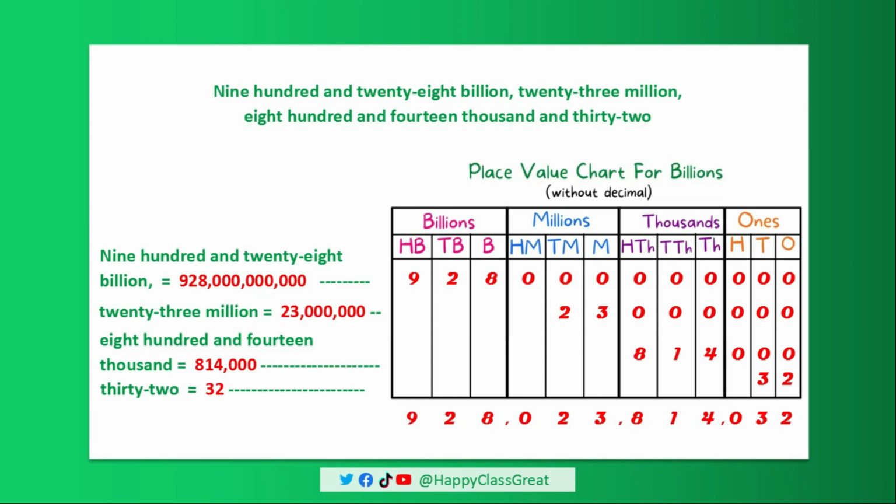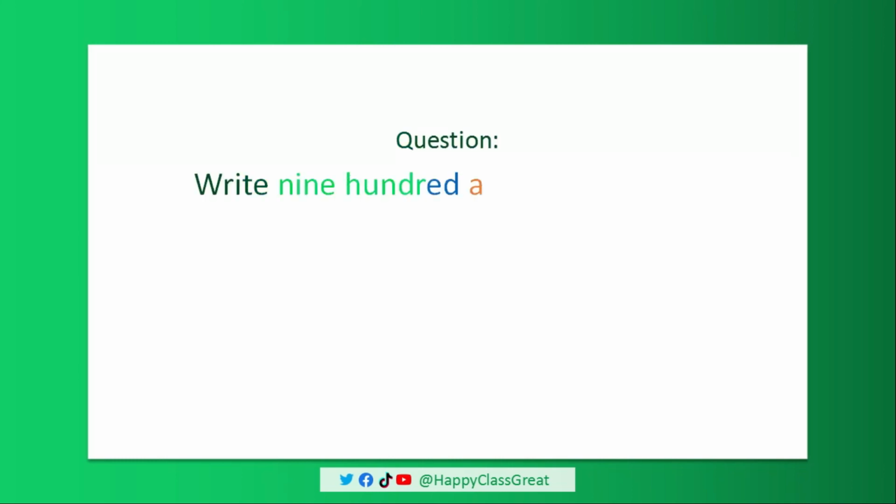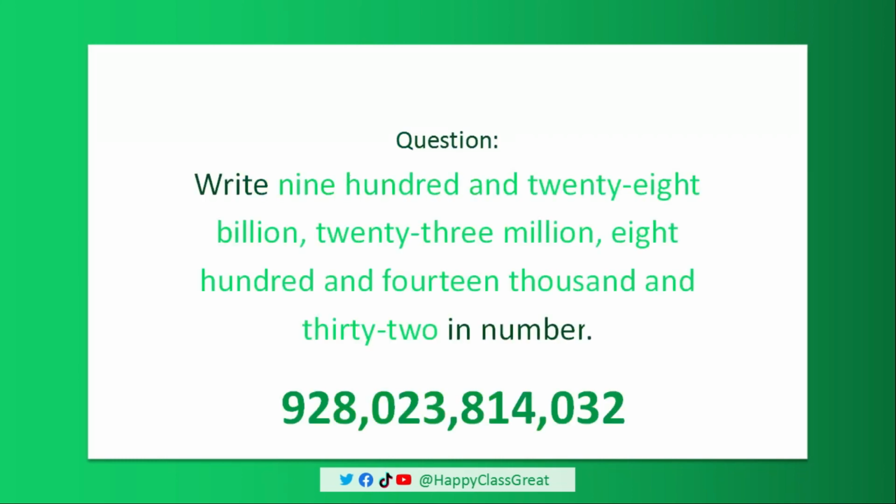Let's move right there. You are asked to write 928 billion, 23 million, 814,032 in numbers, which will be 928,023,814,032.